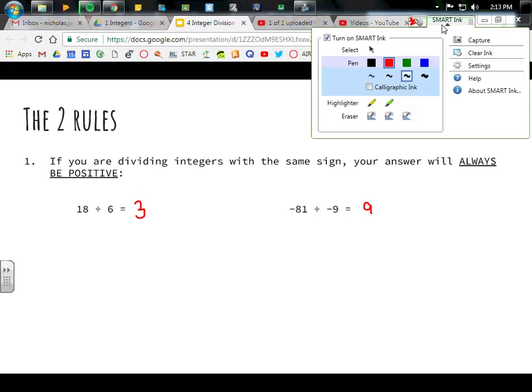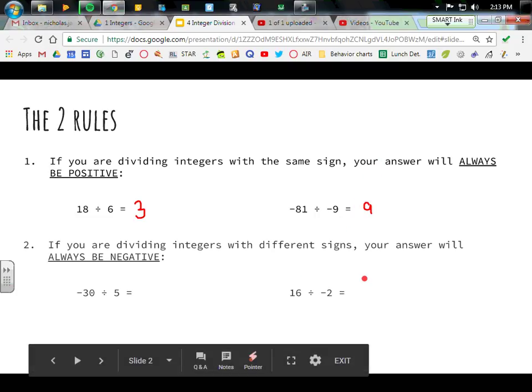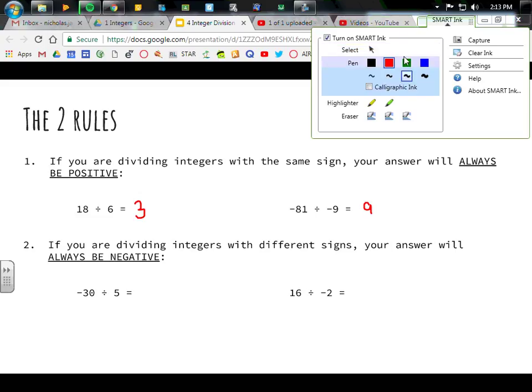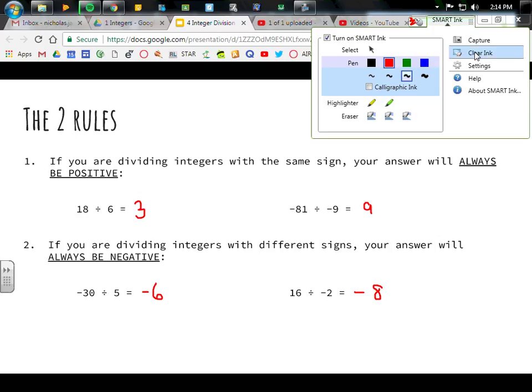All right. The second rule is exactly the same. If you are dividing integers with different signs, your answer will always be negative. So if you're dividing a negative by a positive or vice versa, you will have a negative answer. So negative 30 divided by 5 is going to be a negative 6. And 16 divided by negative 2 is going to be a negative 8. All right. Familiar.